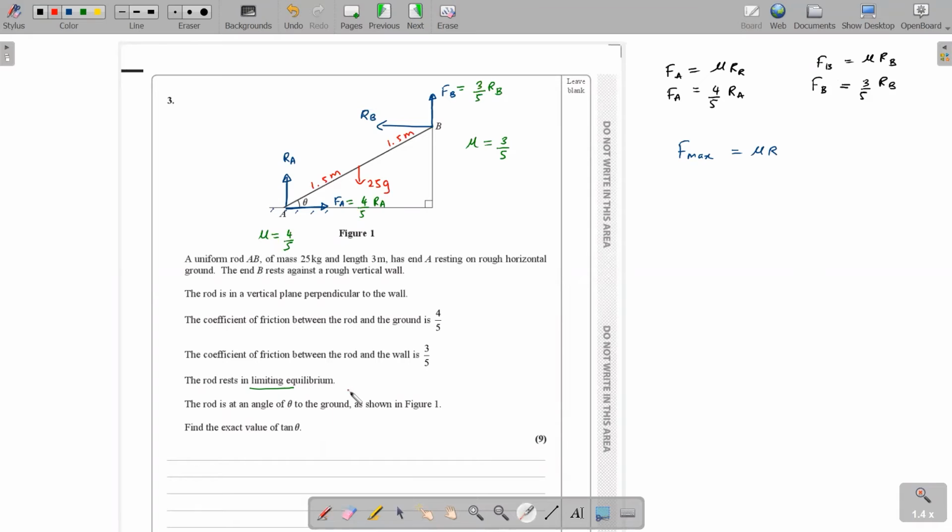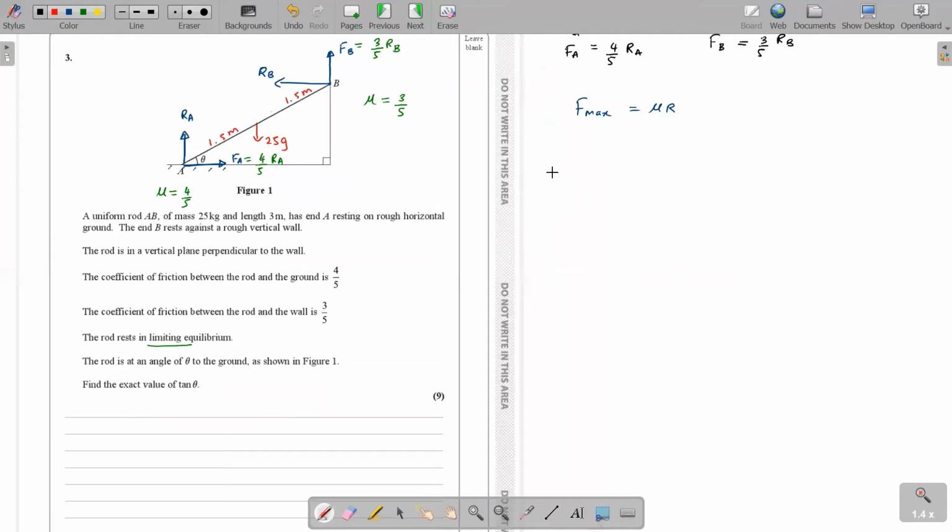So all the information is marked now. The rod is at an angle theta to the ground as shown in figure 1. Find the exact value of tan theta. So how do we find the value of tan theta? There are only 3 things to do here. You can resolve horizontally, for horizontal equilibrium. You can resolve vertically for vertical equilibrium. And you can consider moments about a single point. That's it. Doing all those three things should give you the answer. So shall we try to get the answer?